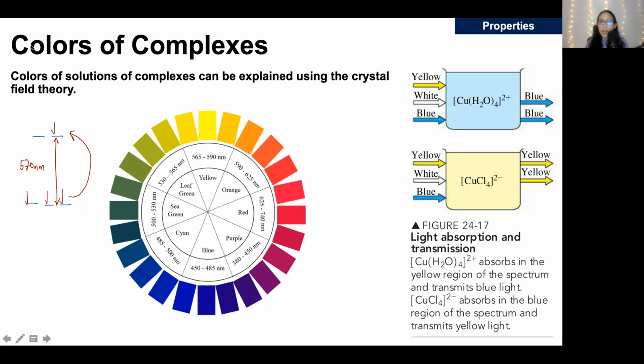Kasi tinanggal na niya yung yellow portion ng white light. So ang natatransmit na lang sa eyes natin ay yung complementary, which is blue. So we will see a solution of this metal ion as blue. So that's the concept, class.